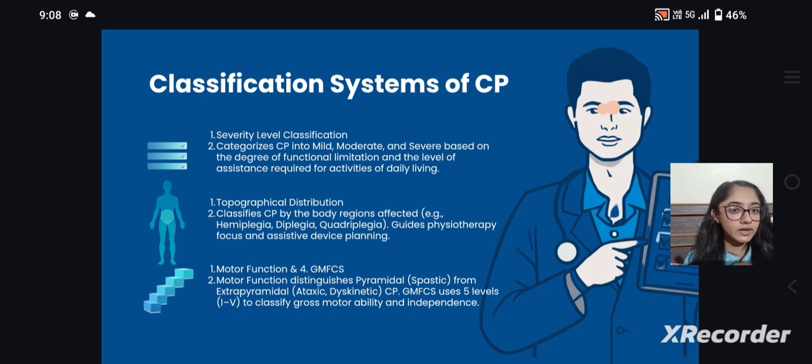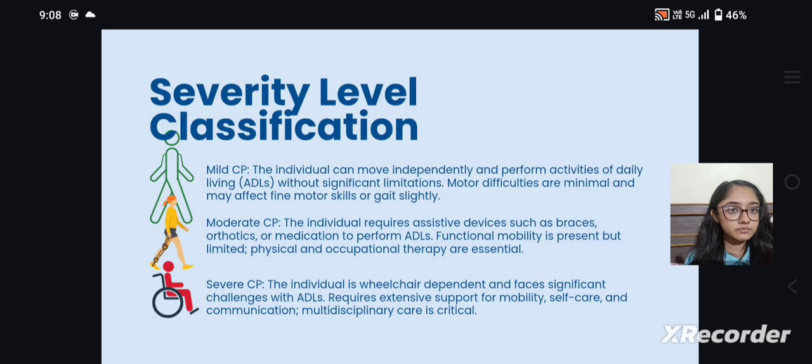Then motor function could be separated into pyramidal or spastic, and extrapyramidal, that is ataxic and dyskinetic CP. Then GMFCS. It uses 5 levels, 1 to 5, to classify gross motor ability and independence. So now, first, based on severity classification.